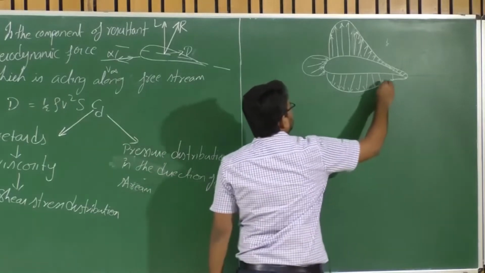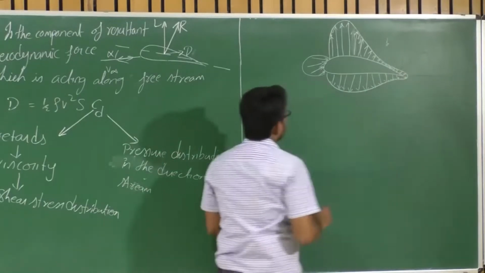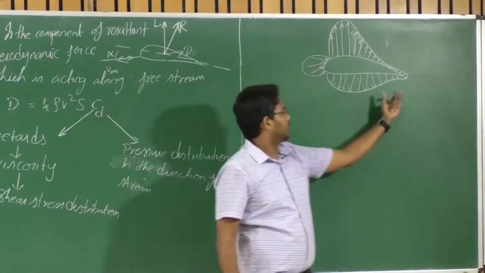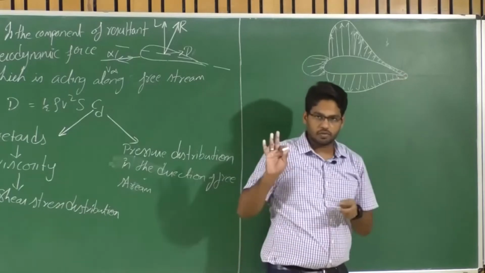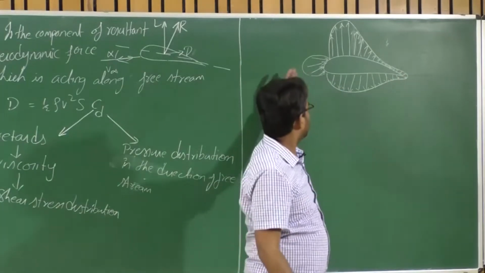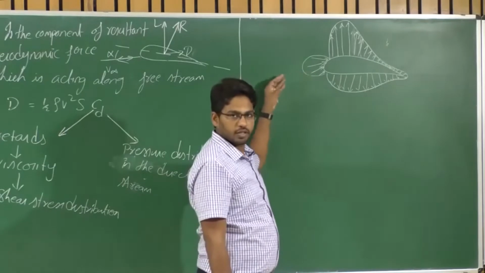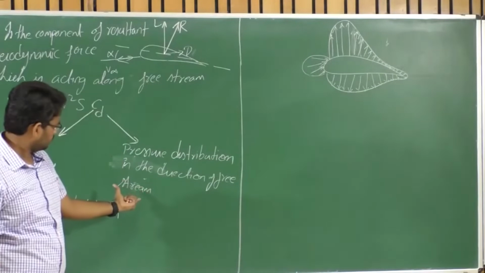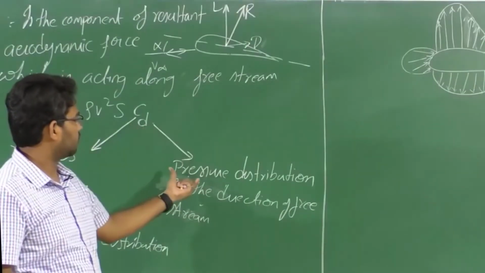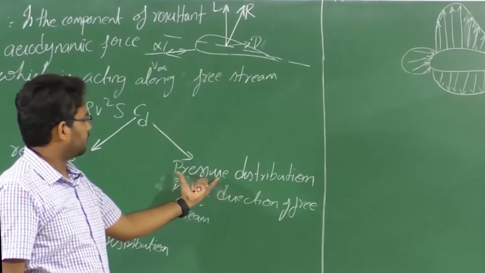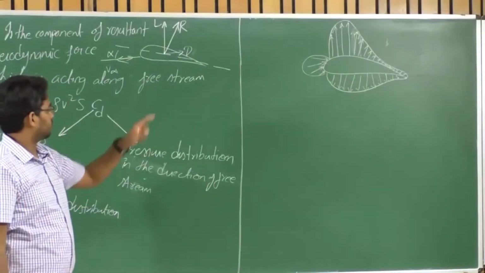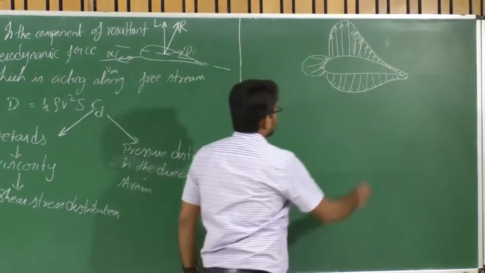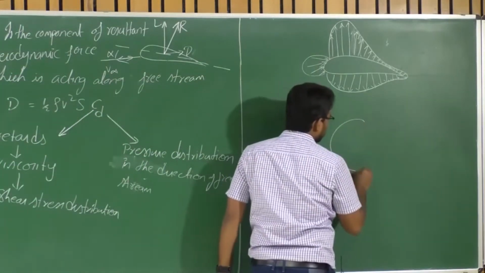Right? So there will be a component. See, there is a higher positive pressure here and a lesser positive pressure on the back side. This pressure difference will also create a certain force in the direction of free stream velocity. That is known as the contribution to the drag coefficient due to the pressure difference along the free stream, right?